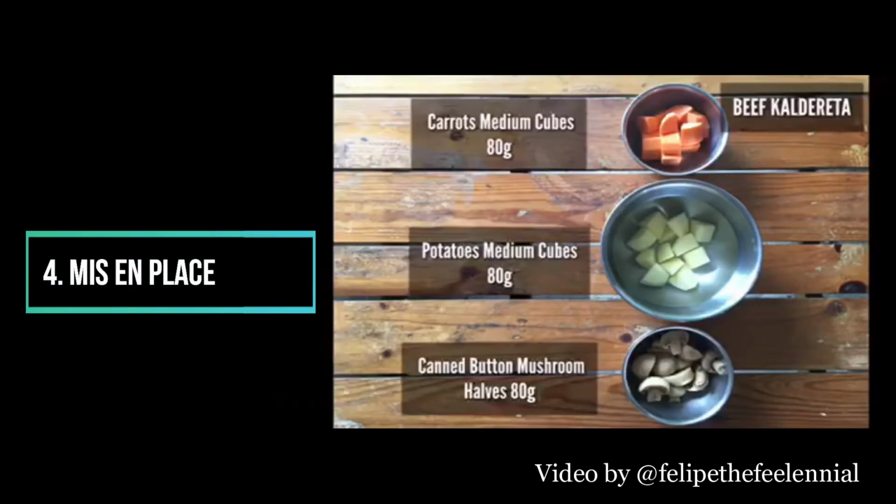Opening your video with your mise en place can also be an interesting option, provided that you add dynamic animation and music to capture your viewers' attention immediately. Take a look at this sample video.